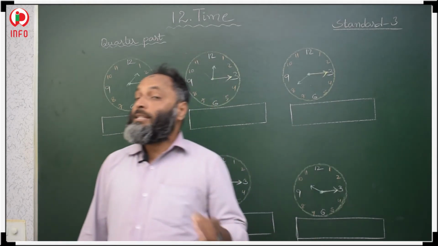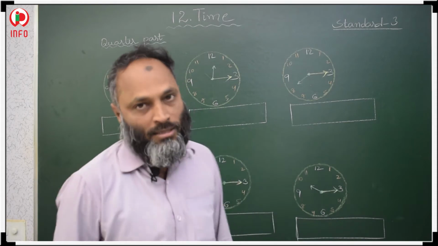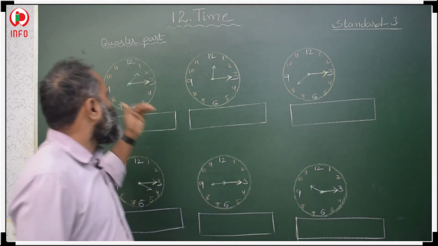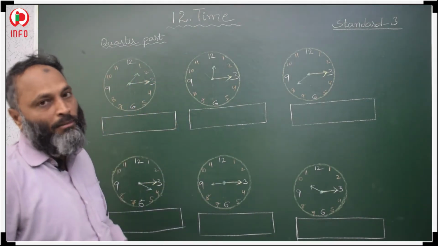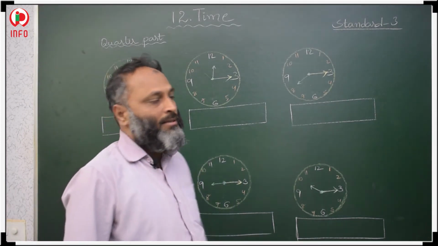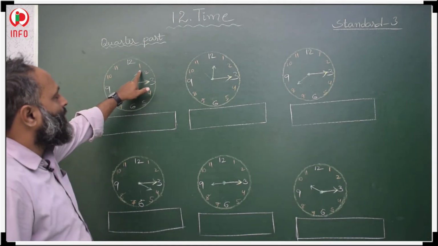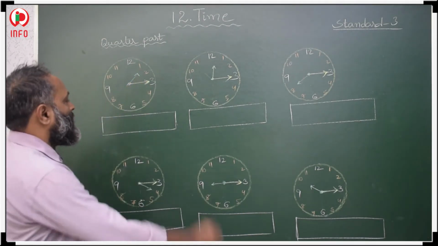If the minute hand is at 6, then it is half past, which we discussed previously. Here, quarter past: if the minute hand is at 3, then that is quarter past. Here, quarter past 1, the minute hand is near to 1. So quarter past 1.